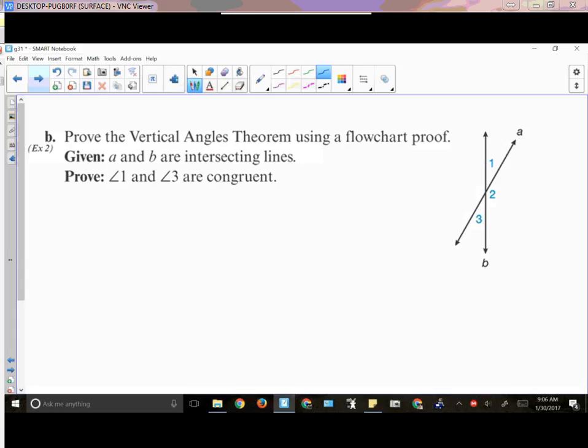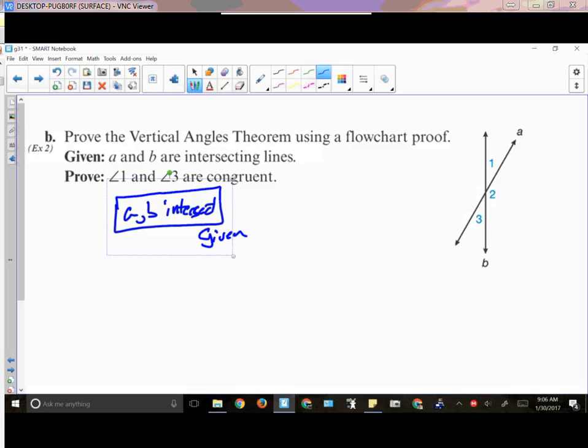All right. Now it says, given A and B are intersecting lines. So we've got a box, A, B, intersect. And it says 1 and 3 are congruent. So where should I go now?